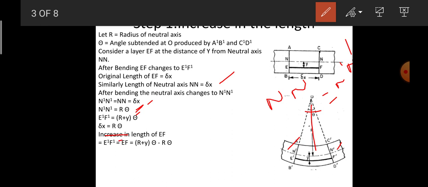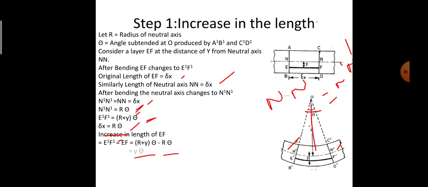I know that E dash F dash is R plus Y times theta. Just substitute that, and EF is nothing but R theta. Here EF was equal to delta x and delta x is equal to R theta. Therefore EF is equal to R times theta. If I substitute and simplify, I will get the increase in length as Y times theta. So this is how to determine the increase in length of the layer EF.